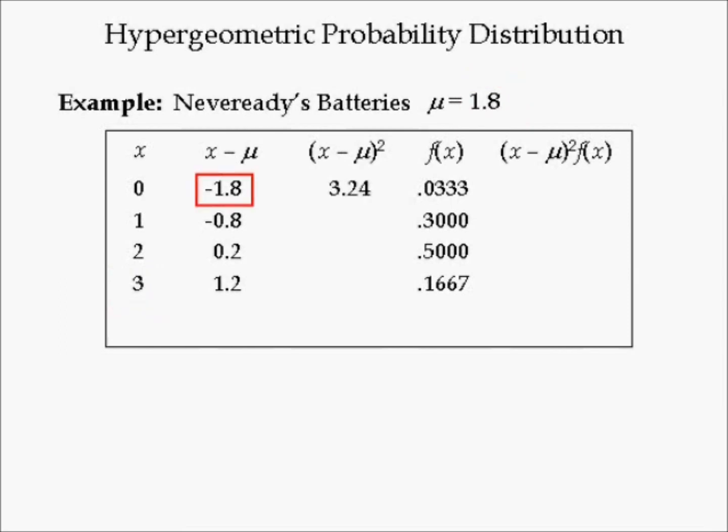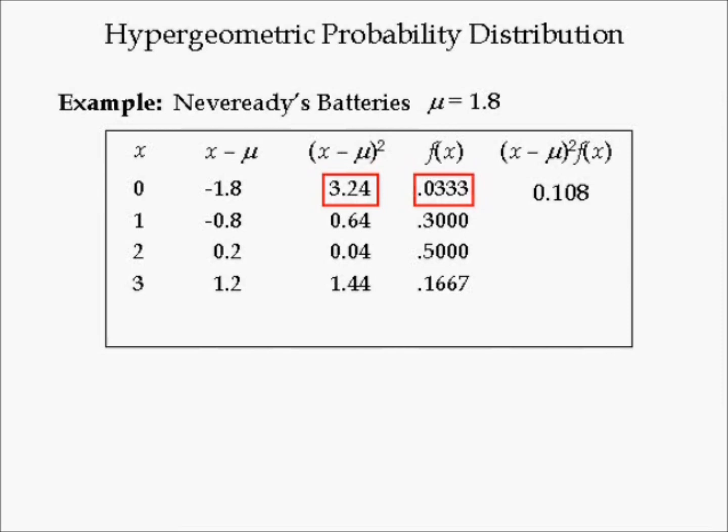The first squared deviation from the mean is negative 1.8 squared. The second squared deviation from the mean is found by squaring negative 0.8. The third squared deviation from the mean is found by squaring 0.2. The fourth squared deviation from the mean is found by squaring 1.2. Next, we multiply the squared deviation from the mean times its probability.